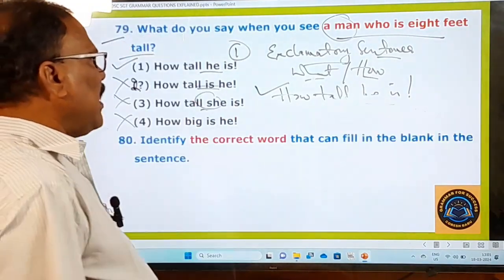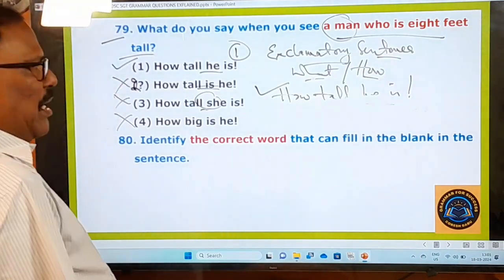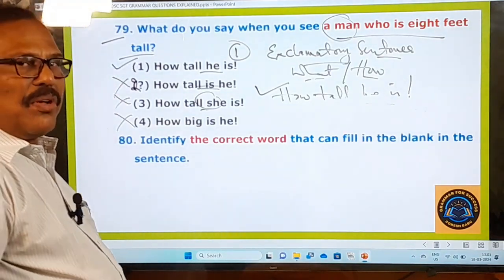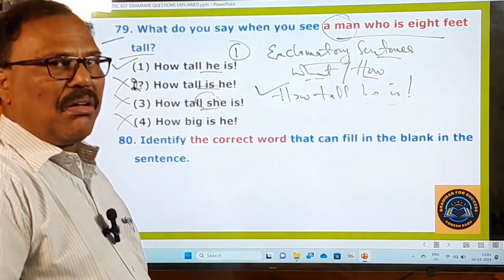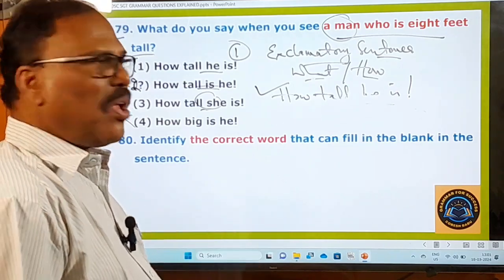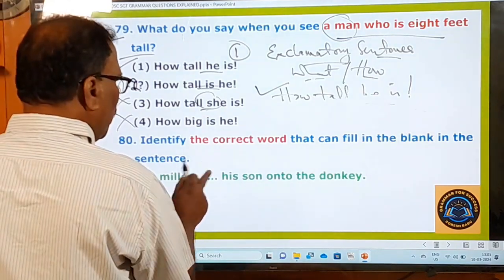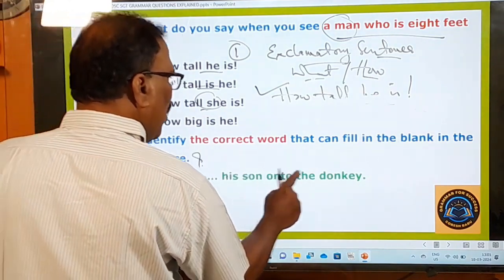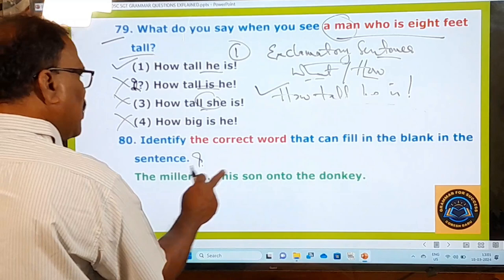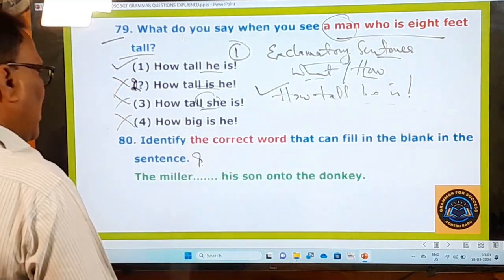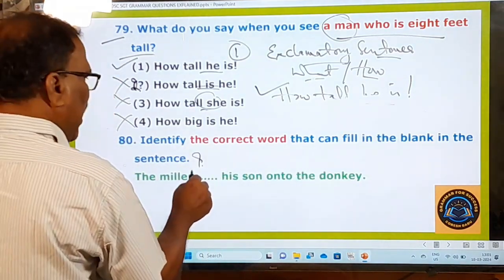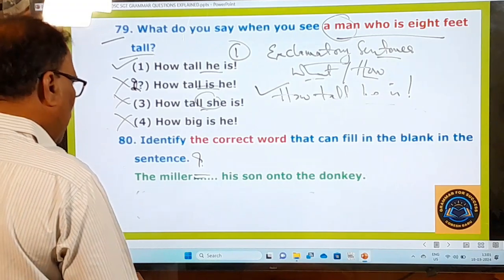Identify the correct word that can fill in the blank in the sentence. Some blank is given. You have to fill in the blank with a suitable option. What is that suitable option? The miller dash his son onto the donkey. That's the statement, and in this statement some blank is given. And what are the options given here?